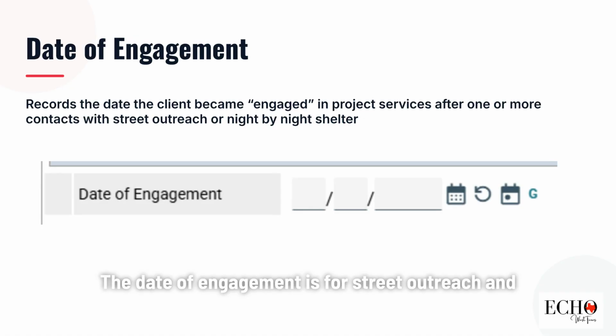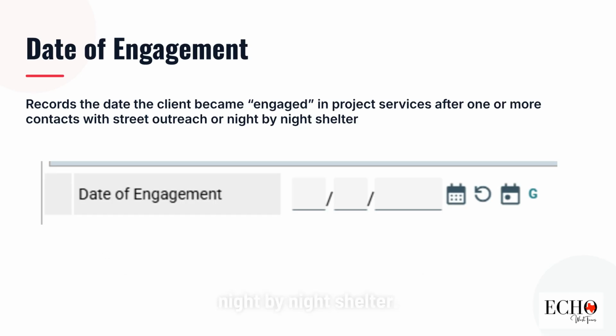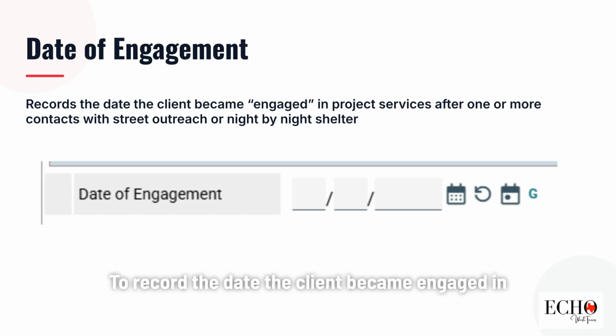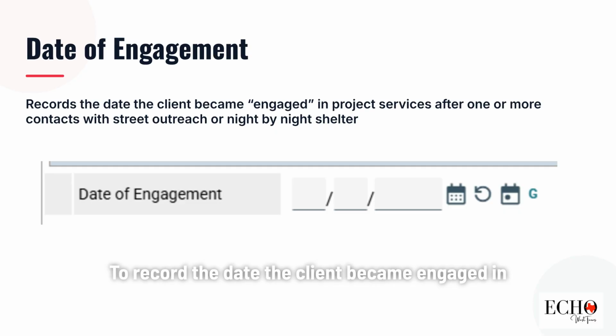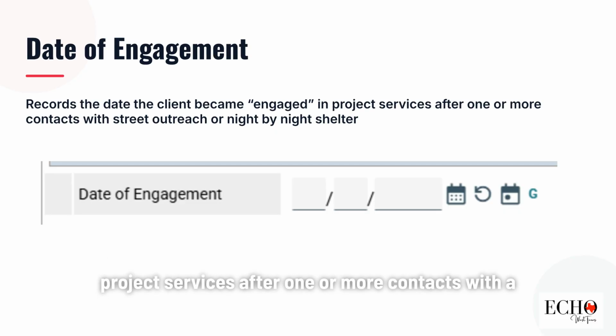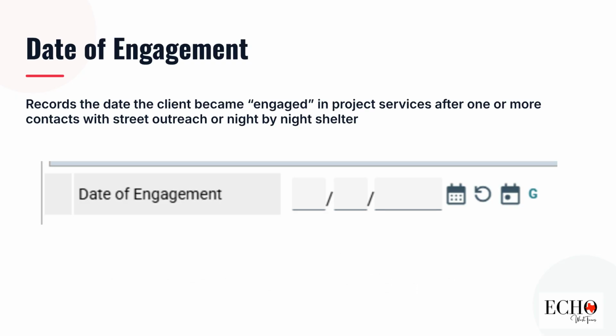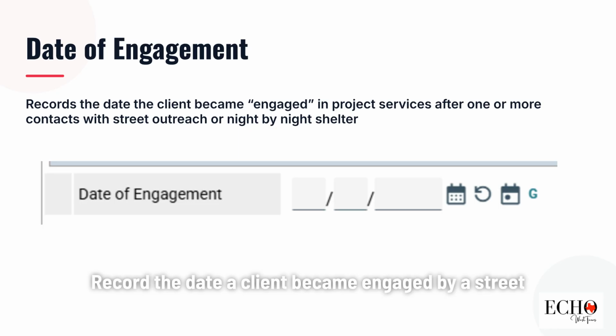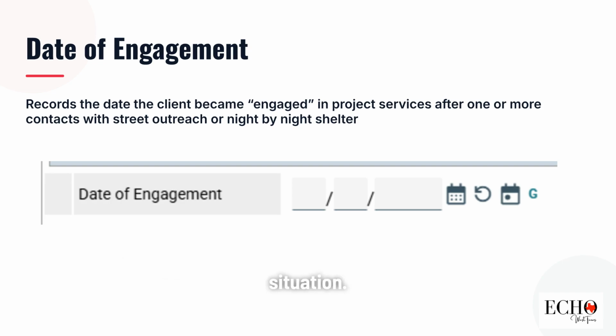The date of engagement is for street outreach and night-by-night shelter. To record the date the client became engaged in project services after one or more contacts with a street outreach project or night-by-night shelter. Record the date a client became engaged by a street outreach project or night-by-night emergency shelter in the development of a plan to address their situation.